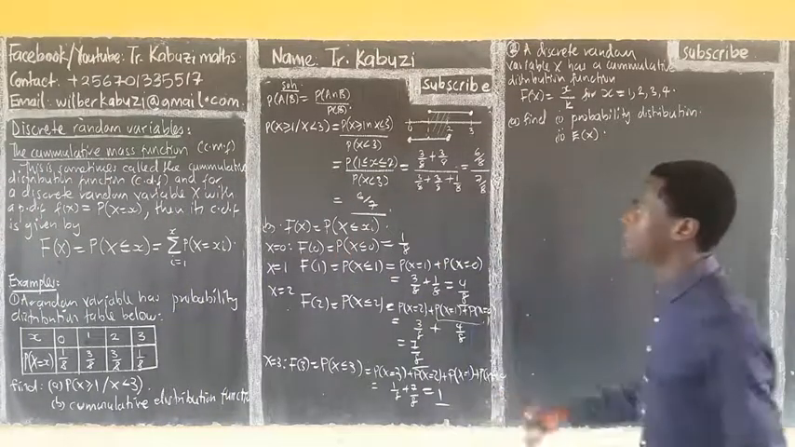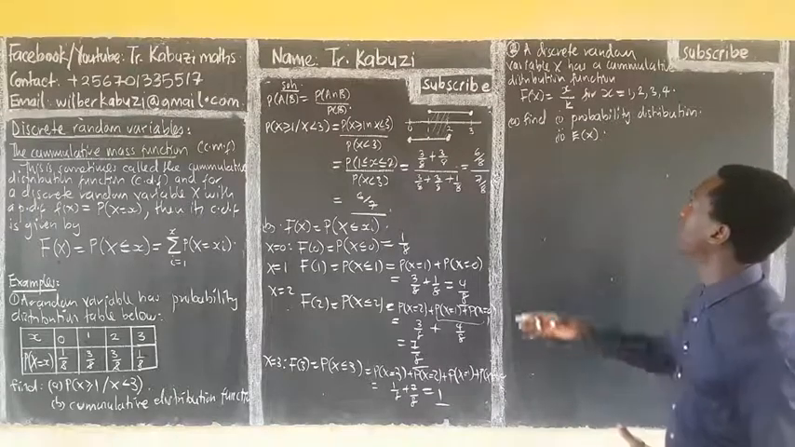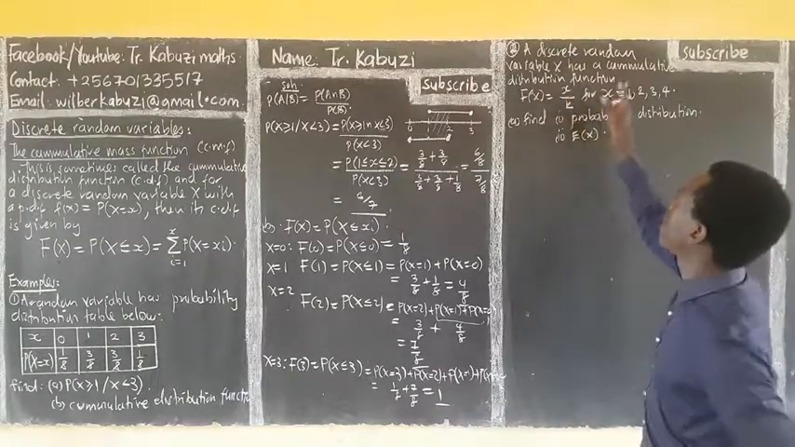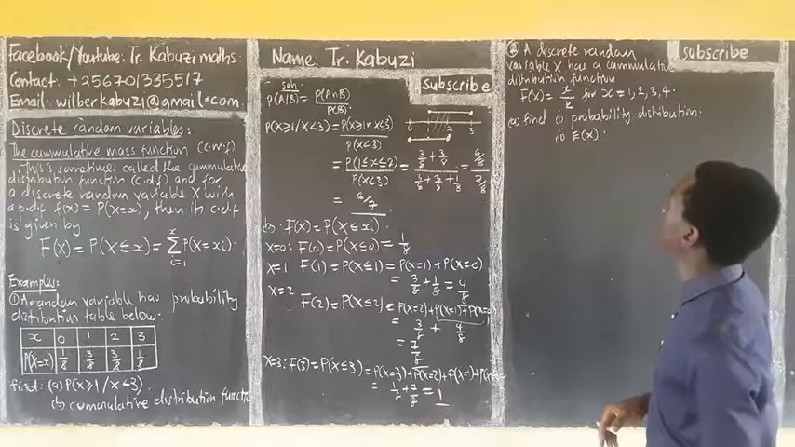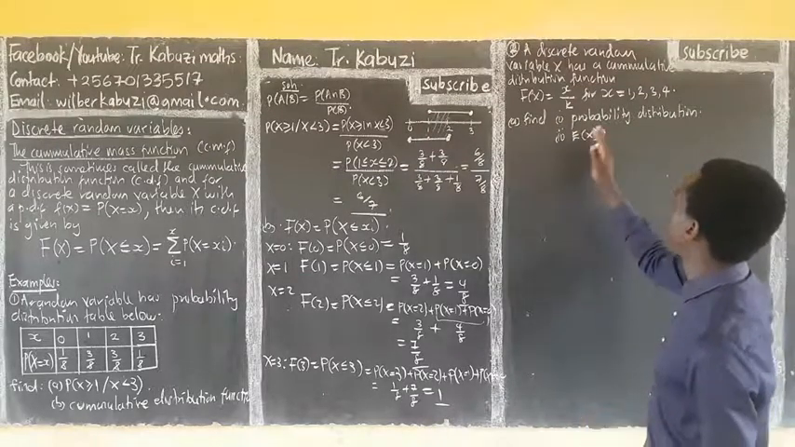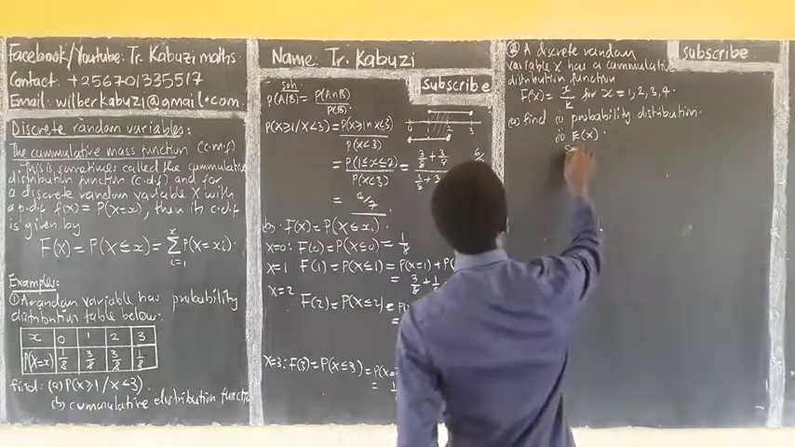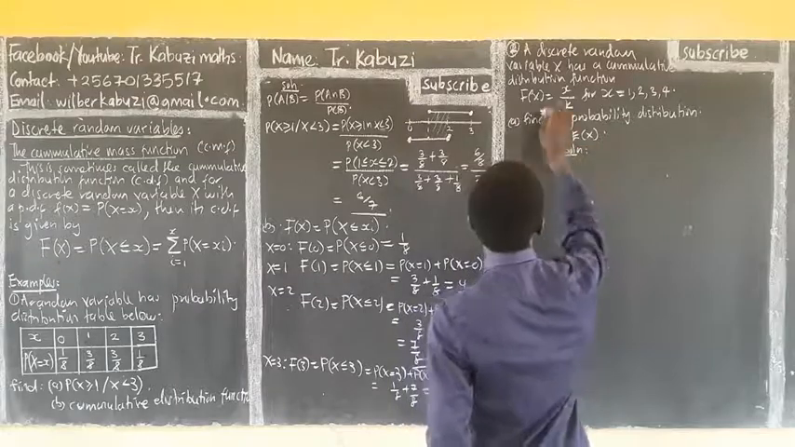Now, after doing that, how can they apply this idea? They will give you a discrete random variable x that has a distribution function given by this. So then they're asking you to find the probability distribution function. So let us see what happens in our solution here.